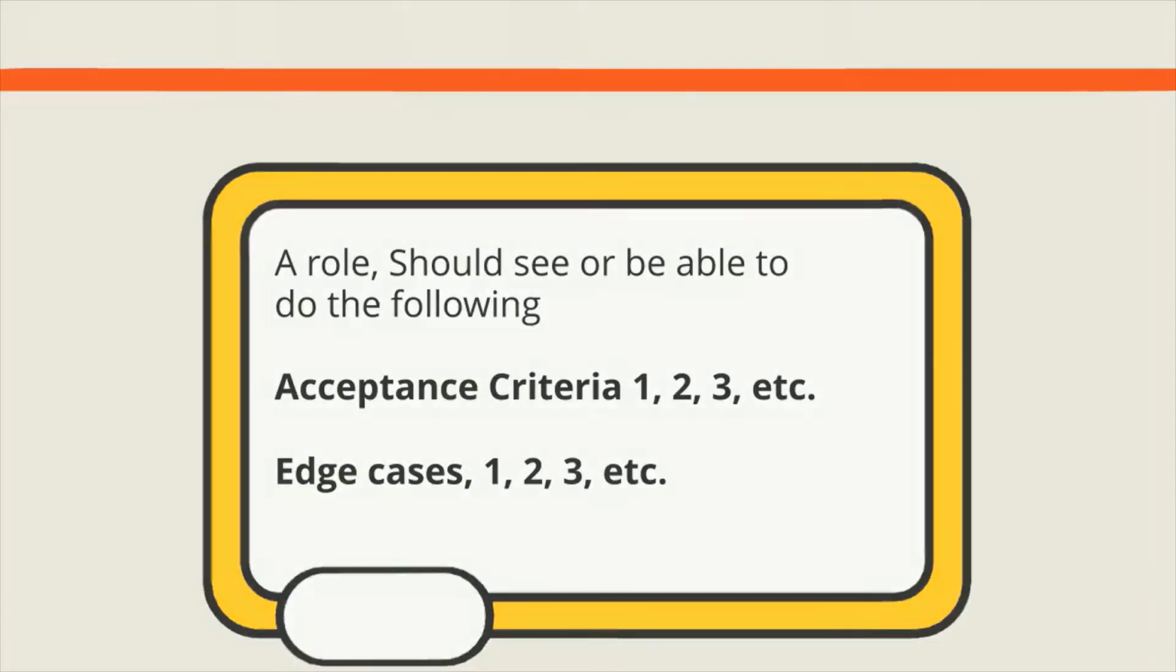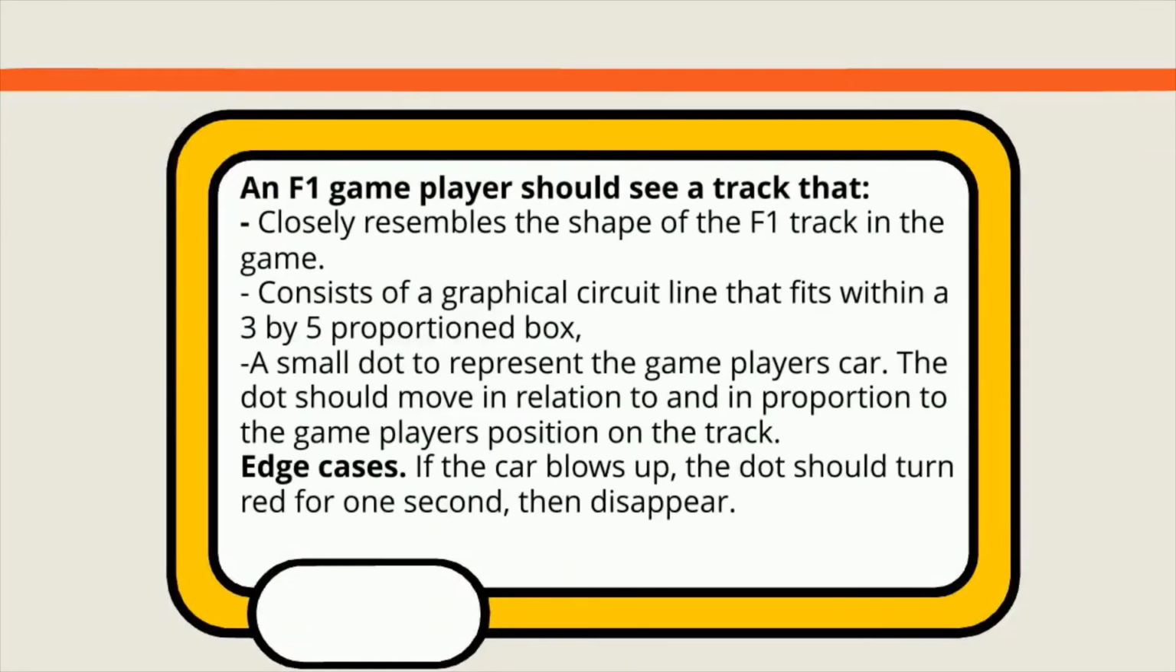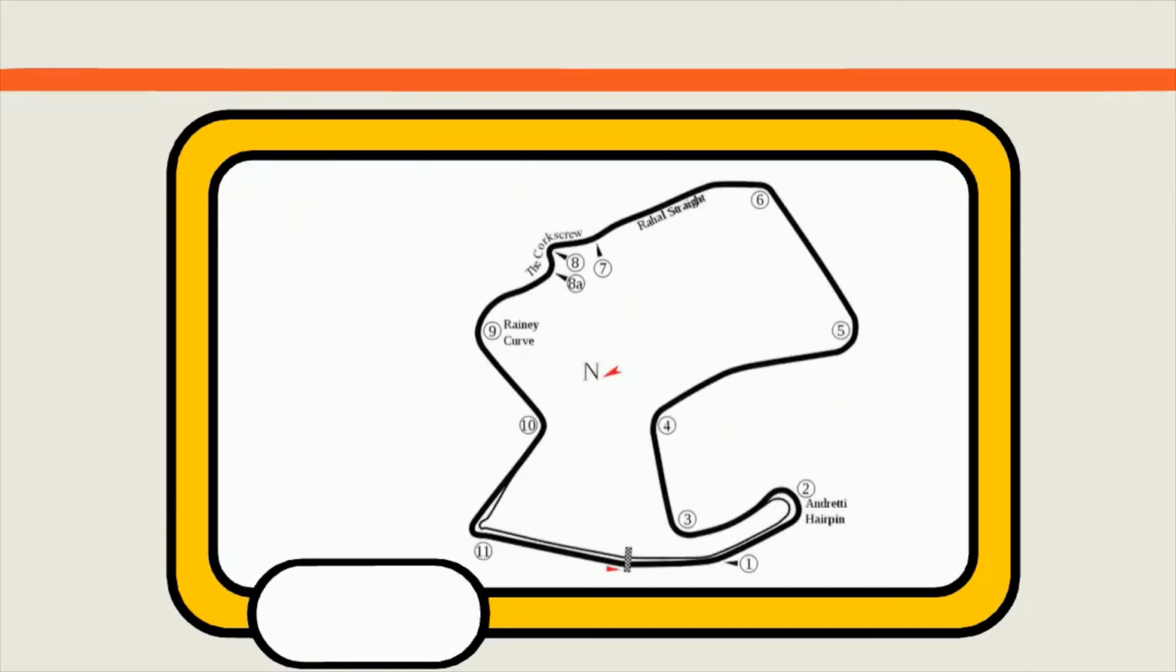An example of writing acceptance criteria using this template is, an F1 game player should see a track that closely resembles the shape of the F1 track in the game, consisting of a graphical circuit line that fits within a 3 to 5 proportion box, and a small dot to represent the game player's car. The dot should move in relation to and in proportion to the game player's position on the track. Edge cases. If the car blows up, the dot should turn red for 1 second, then disappear. Based on these tests, designs and actual implementation of a circuit map can be done.